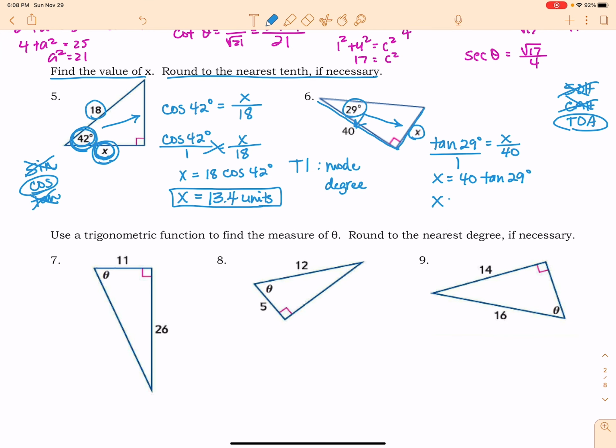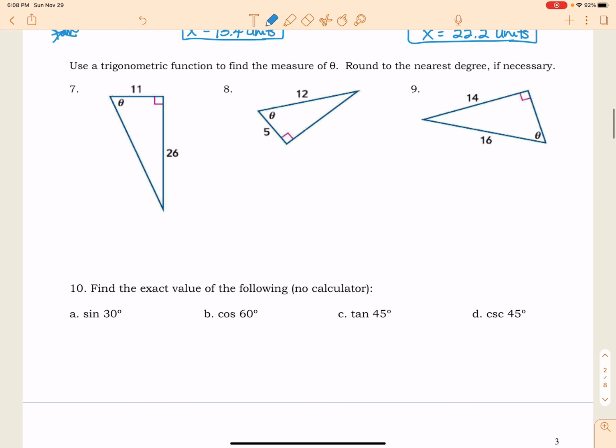All right, so x is approximately 22.2 units, just like that. I didn't give you a problem where you end up with x in the denominator, so I just want to show you what that would look like. Let me scroll down here and show you. Let's say we end up with cosine of 10 degrees equals, I don't know, 21 over x.